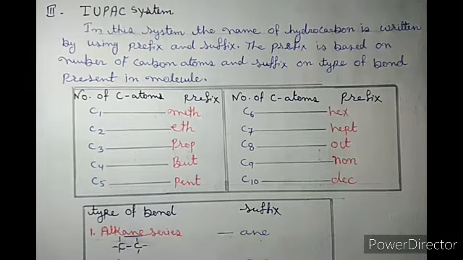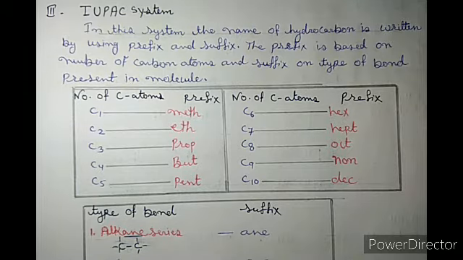In this system, the name of a hydrocarbon is written by using a prefix and a suffix. This is the most simple part. One thing let me make clear: there are various rules and regulations of nomenclature in IUPAC, but at the grassroots, or basic level, we can consider the name of a hydrocarbon is made up of two parts.